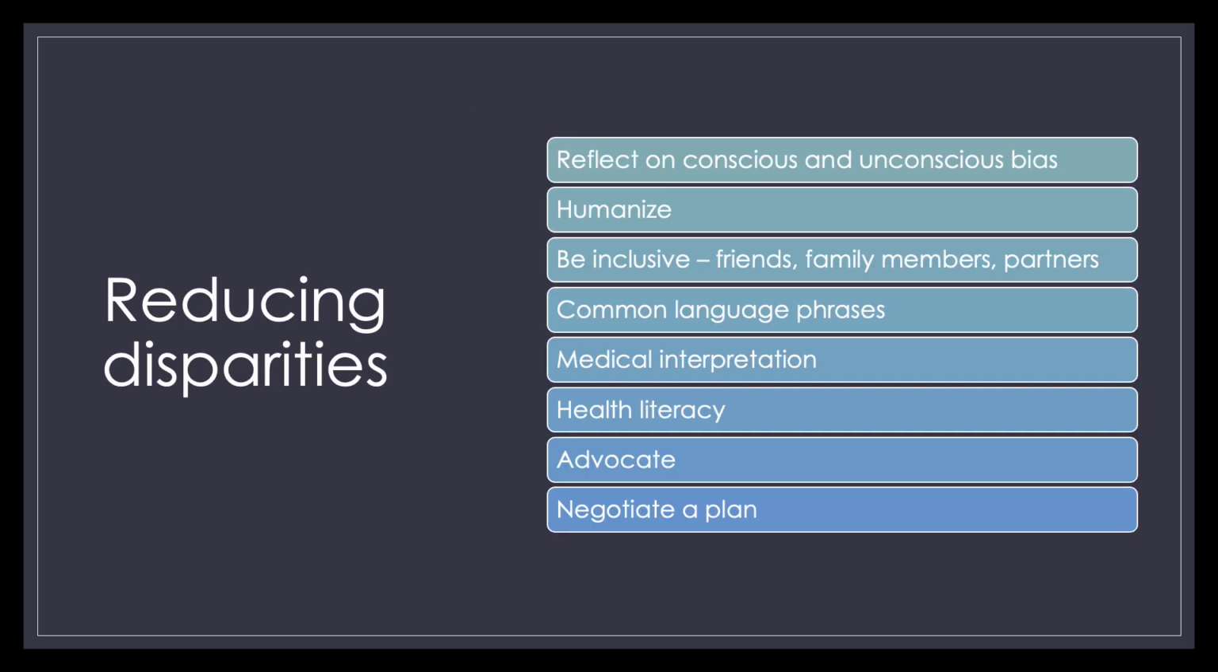So one of the things that's important to keep in mind with culture is that we know that individuals from certain groups have large disparities in healthcare. So while sometimes this is about race or ethnicity, it can also be sexual preference, it can be gender identity, it can be disparities within certain socioeconomic groups. So there's many ways in which disparities can exist. So how do we reduce these disparities? First, it's important to reflect on conscious and unconscious bias.